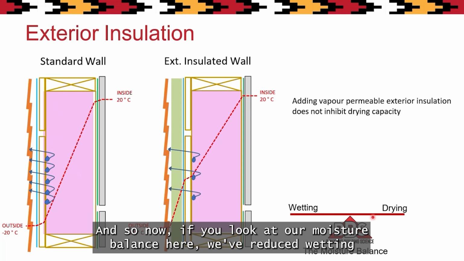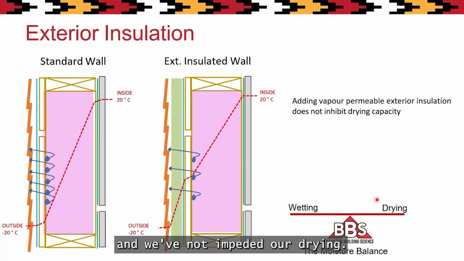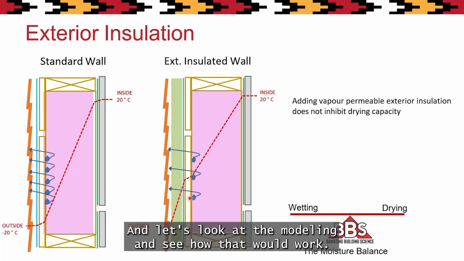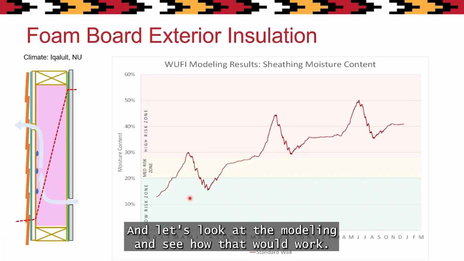And so now, if you look at our moisture balance here, we've reduced wetting and we've not impeded our drying. So that's going to have a different effect on the overall moisture performance of this wall system. And let's look at the modeling and see how that would work.